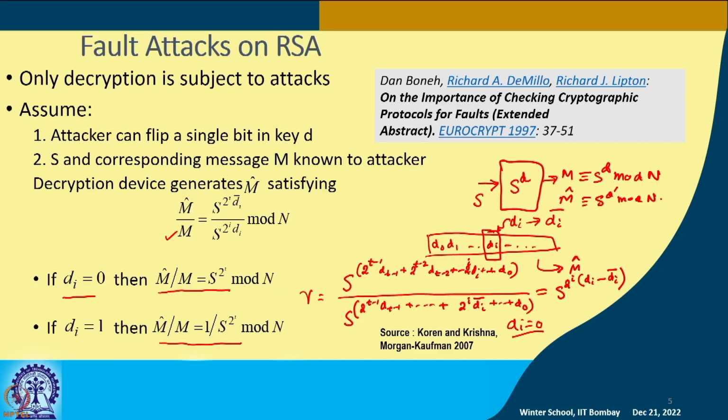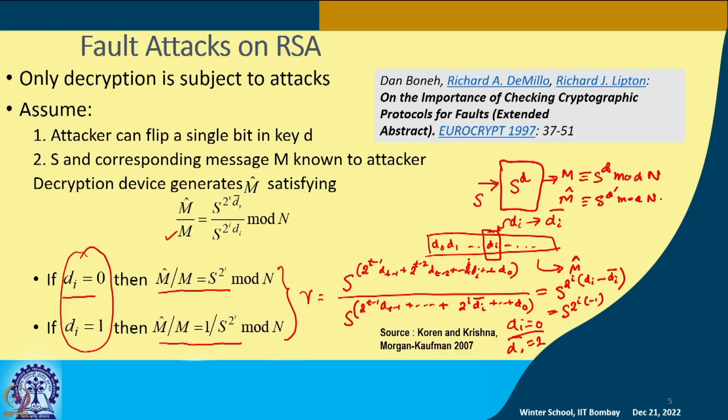Does it make sense? So what I said is that if di is 0, then di bar is 1, so this ratio is s to the power of 2 to the power of i times minus 1. So this becomes the reciprocal of s to the power of 2 to the power of i, or it is s to the power of 2 to the power of i. Make sense? So now you can verify this because you know s and you know n, so you can check which of these two is correct, and that actually pops out the information of di. You have now identified the ith bit of d.